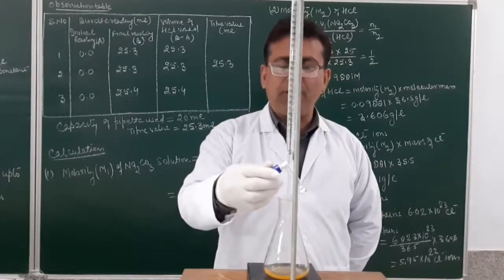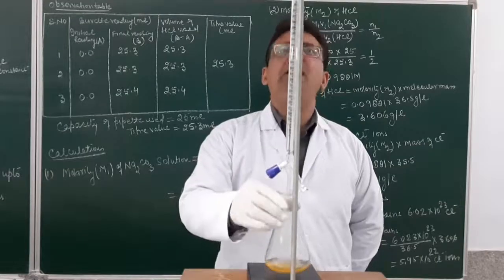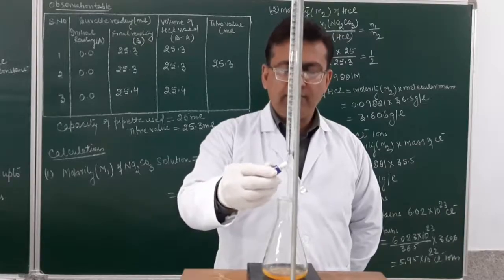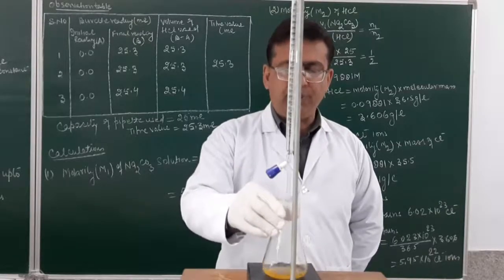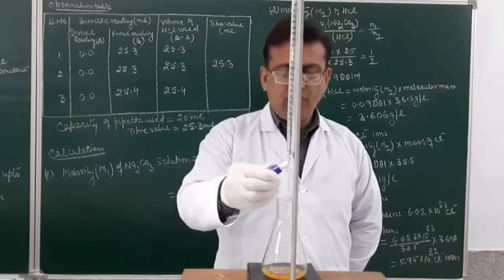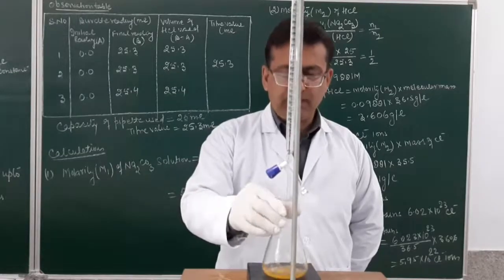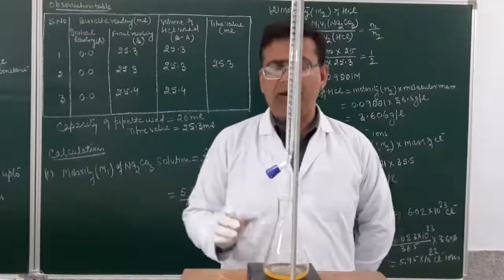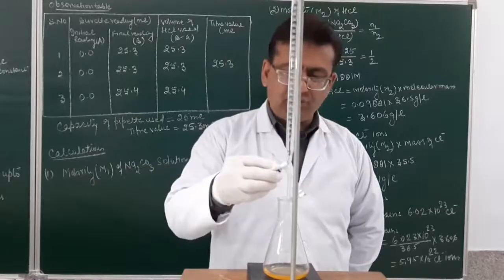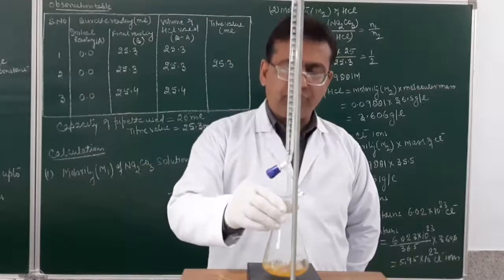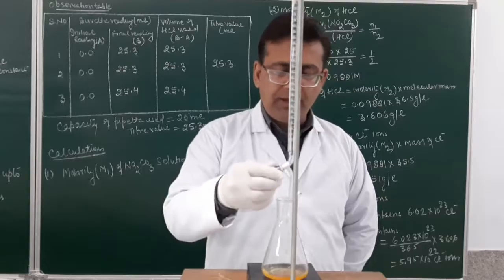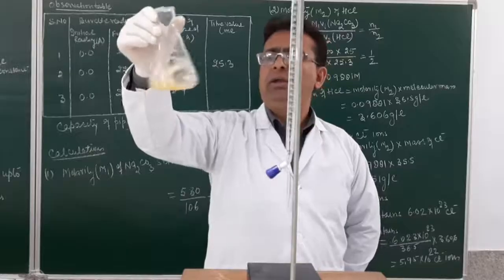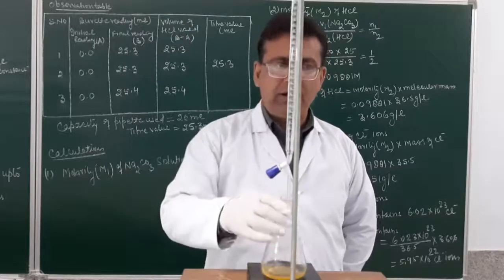At a certain point, we will observe the lightest pink color, and when we observe the lightest pink color, that will indicate the end point of the titration. When the lightest pink color is observed, it will indicate the end point of the titration. Am I clear? So you can see I am adding the solution, but the pink color is not yet observed. If it is being shaken, then it still remains yellow in color.